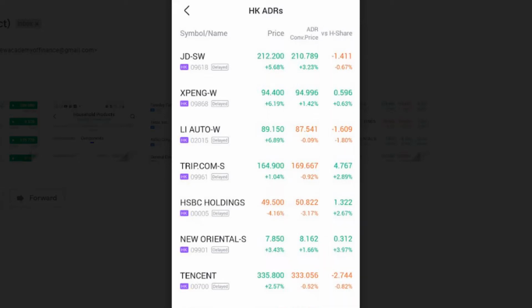Let's take a look at a blue chip stock like Trip.com, for example. Its Hong Kong listed entity is trading at HK$164.9, while the converted US listed entity is trading at an equivalent price of 169.7, which is almost a 3% difference. On a simplistic basis, this could mean that the Hong Kong counter is undervalued and might appreciate closer to the US listed price.